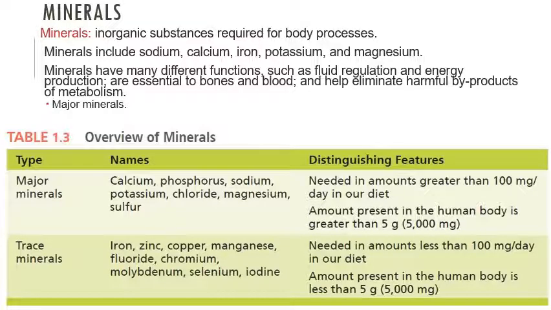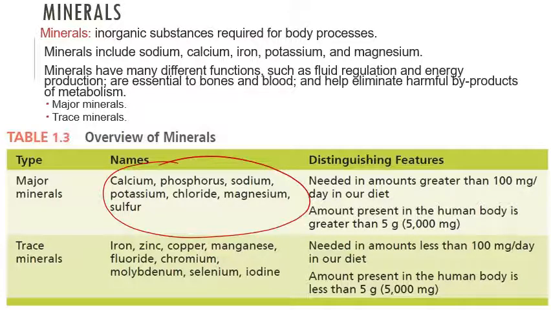So you have to look at major minerals and trace minerals. Don't call it major and minor. This is not baseball, okay? So major and trace. Major minerals are these above. They're needed in amounts greater than 100 milligrams a day in our diet. The amount present in the human body is greater than 5 grams, so 5,000 milligrams. And these are trace minerals. You just need a little bit of it. You need less than 100 milligrams a day in our diet, and the amount present in the human body is less than 5 grams, less than 5,000 milligrams.